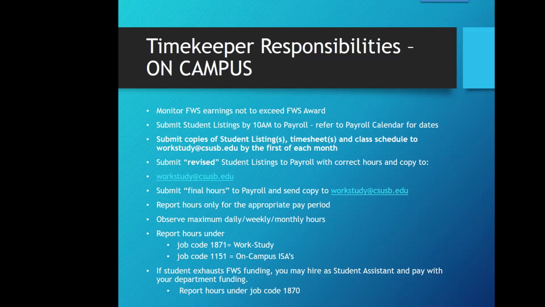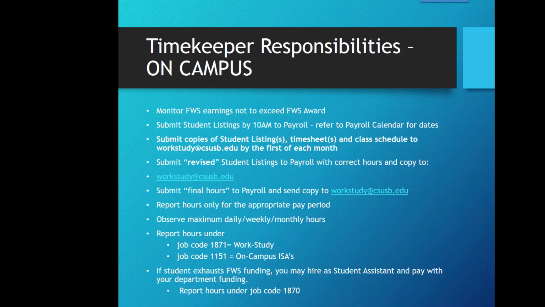Report hours only for the appropriate pay period. What that means, for example, is that the August pay period includes July 31st to August 30th. A lot of students and supervisors sometimes forget that they need to include July. Most months are okay, but there are some months that overlap. So I always provide a copy of the payroll calendar, and it's also available on the work study website as well.